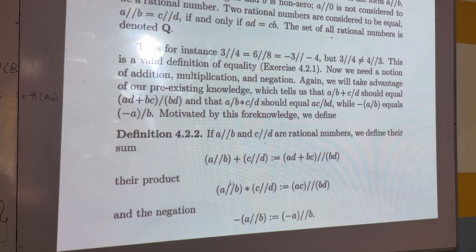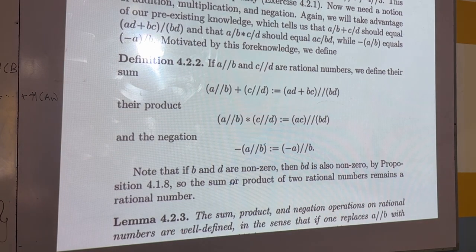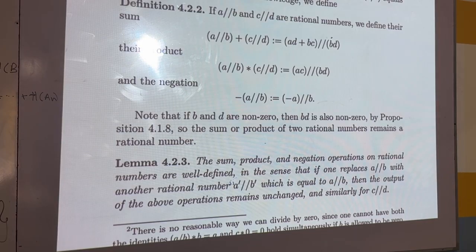motivated by that, he is defining a/b plus c/d must be equal to that. So that's why this is his definition. So he is defining what to expect. That's what their product is. Again, the same way, negation the same way. But then we have to show that they are well defined, a bunch of things to do.